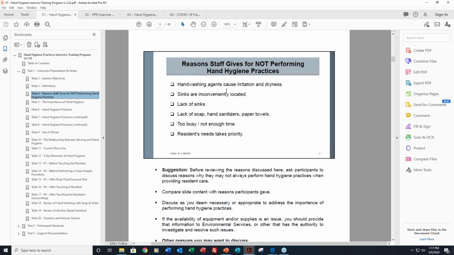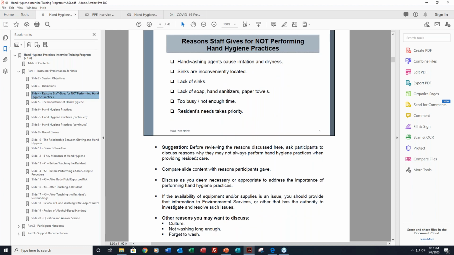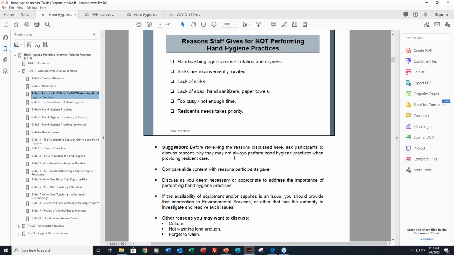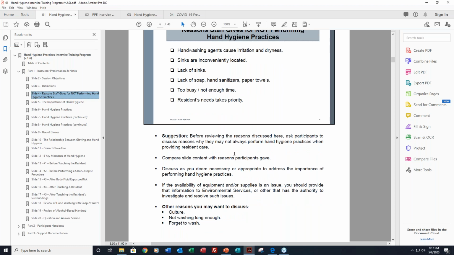It goes through reasons staff give for not performing hand hygiene practices, but it also gives you a suggestion. Before reviewing the reasons, ask the participants why they don't necessarily perform hand hygiene, and compare what they have indicated versus what you have on the slide. Sometimes you may want to modify your training based on some of the comments that you're getting from those who are doing this every day.